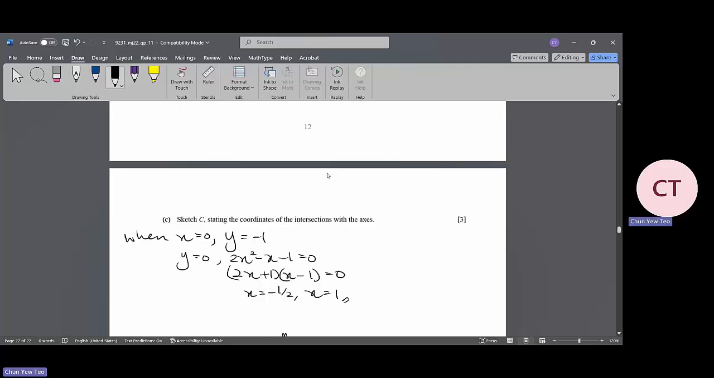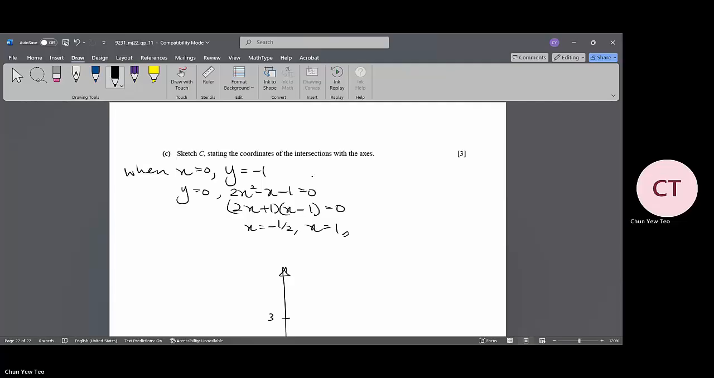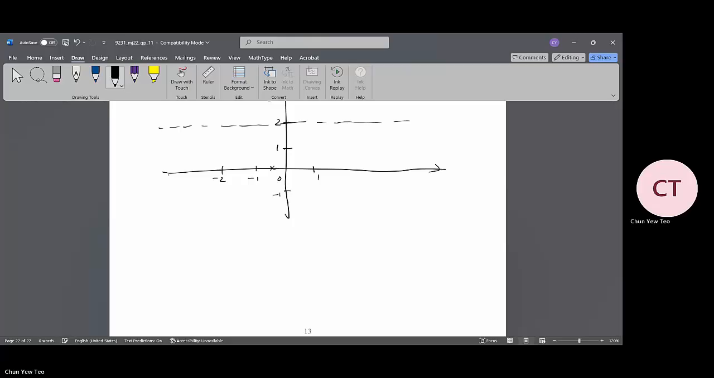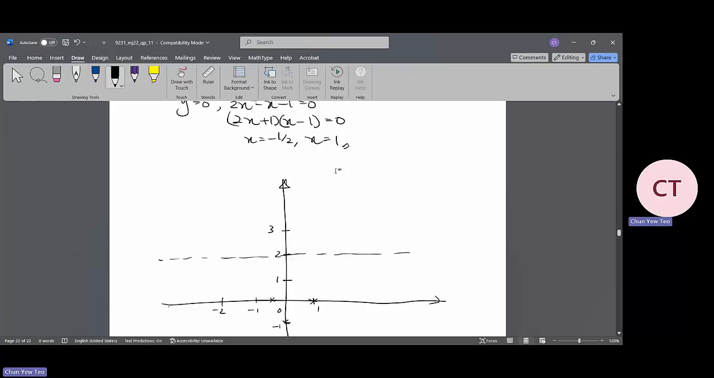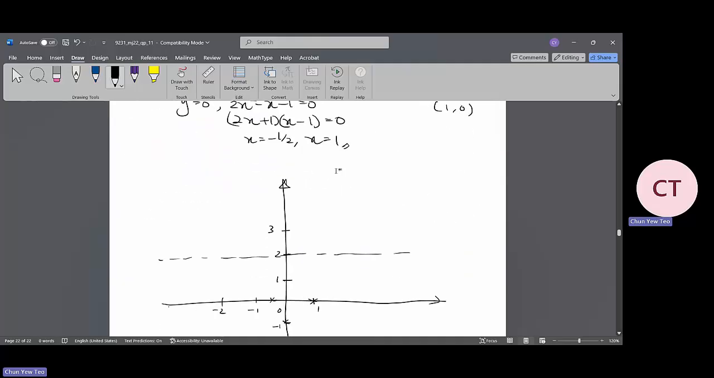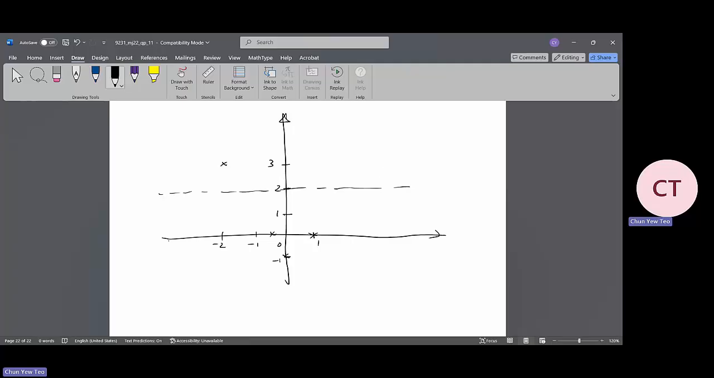Just now, what is our intercept? The set will be 0, -1, then -12, 0, and 1, 0. So it will be here, here, and here, your graph. And we're having a maximum. Maximum is a -2, 3. Maximum is over here. So we can see that your graph will be something like this.